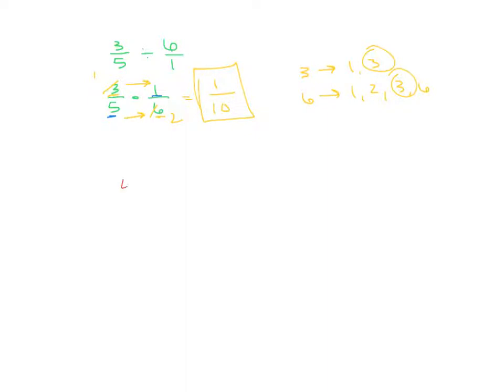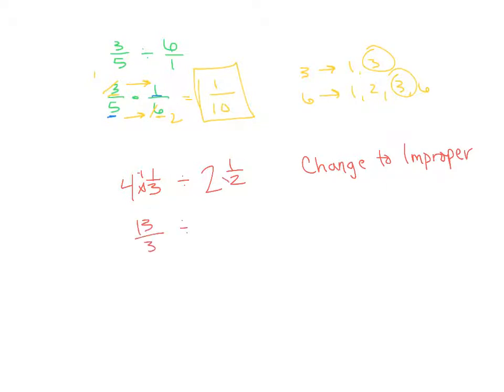4 1/3 divided by 2 1/2. We need to change to improper. So 4 times 3 is 12, plus 1 is 13 over 3, divided by 2 times 2 is 4, plus 1 is 5 over 2. Then I need to keep, change, flip. So I get 13 over 3, change to multiply, flip.